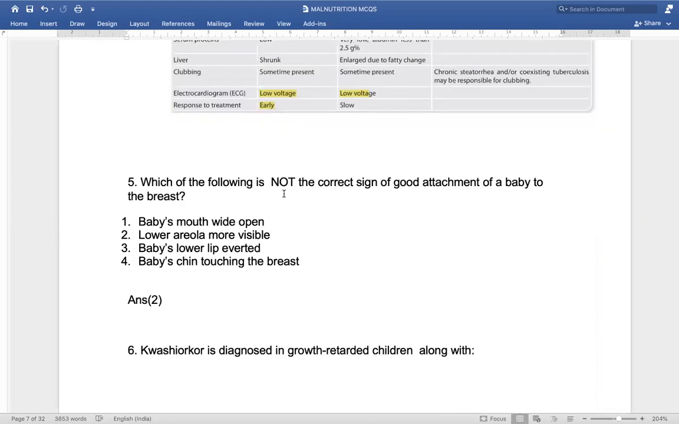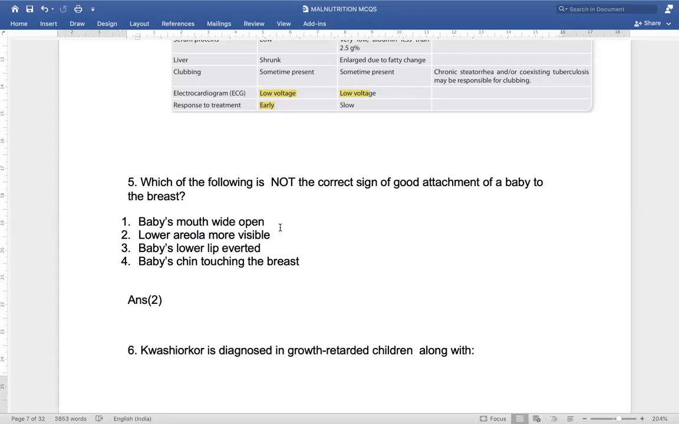So which of the following is not a correct sign of good attachment of the baby to the breast? What are the 4 signs of good attachment? The baby's mouth should be wide open. The next thing is lower areola more visible. So this is wrong. It is always the upper areola that should be more visible, and the baby's lower lip should be averted, and the baby's chin should be touching the breast.